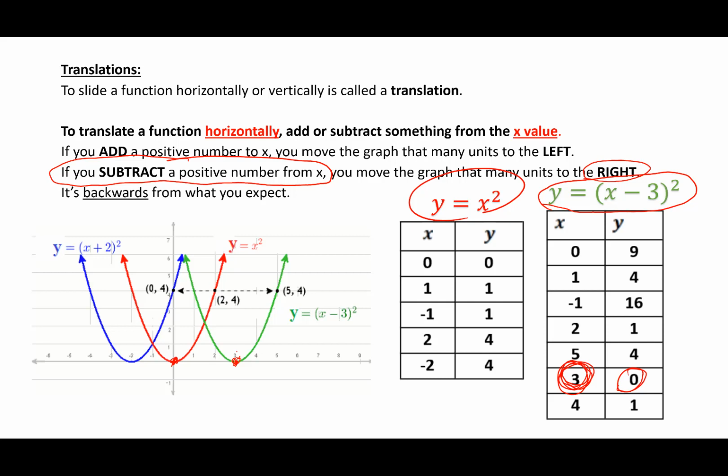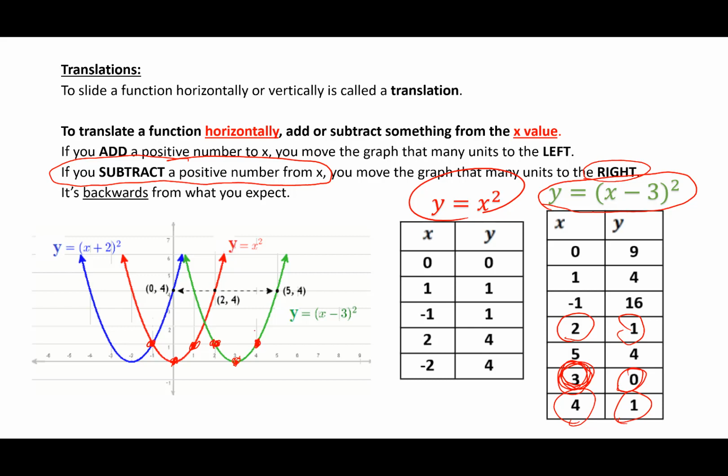And you can see, on the original graph, you had the point 1, 1. Well, now you have to put in 2 for x. 2 minus 3 will give you negative 1, which squared gives you 1. So to get where you used to have negative 1, 1, now you have to put in 2 to get that point. And you have to put in 4. 4 minus 3 is 1. Squared gives you 1. 4, 1 for this guy.